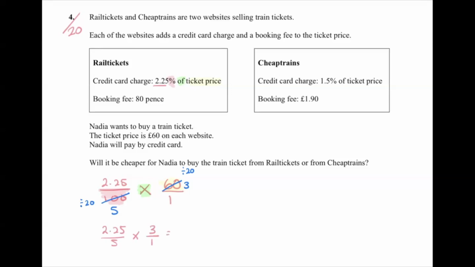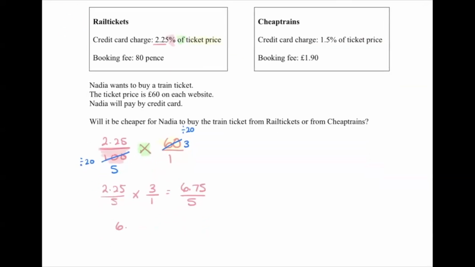2.25 times 3 is 6.75. Now, if you can't see that it would be 6.75, you can just put it on top of each other and add it up. And 5 times 1 is 5. So I now need to work out how many 5s are in 6.75. So that's going to go into my bus shelter.